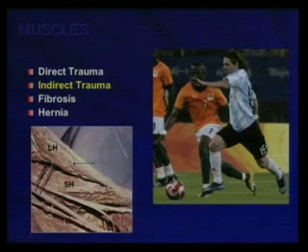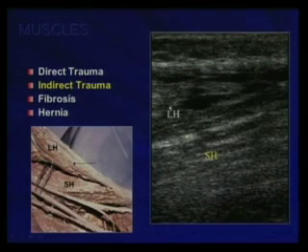Okay, so we will see the tear here. The tears in the indirect trauma are close to the myotendinous junction. So let's review the anatomy. We have here the short head of the biceps, the long head of the biceps, and this is the biceps tendon. These are the fibers that should reach the tendon, and they are torn and retracted. Okay, so the tear is just there.